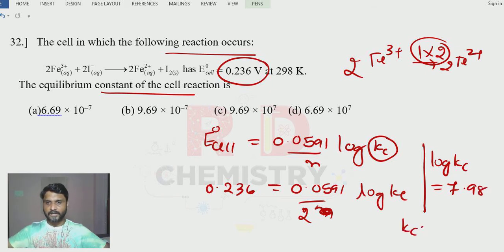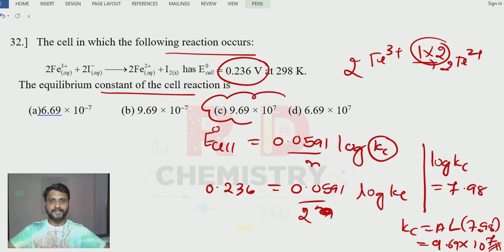Therefore, taking the antilog of 7.98: before the decimal point 7 is there, so this becomes 10 to the power 7, and the antilog of 0.98 would be around 9.69. So you have to make a trick to find out the antilog. So the answer is option number C here. Clear?